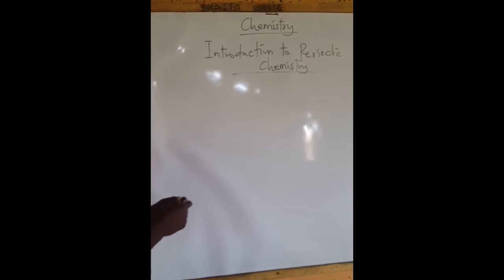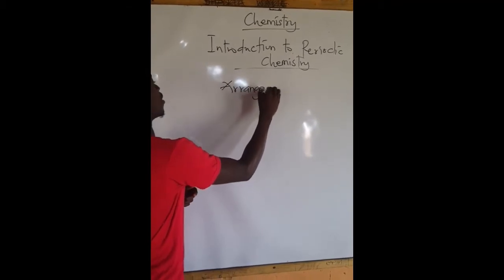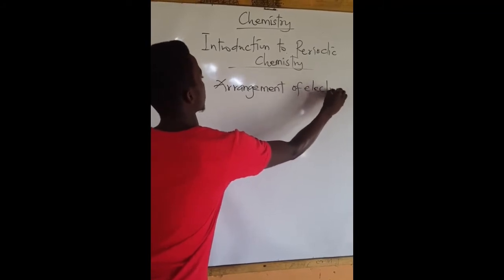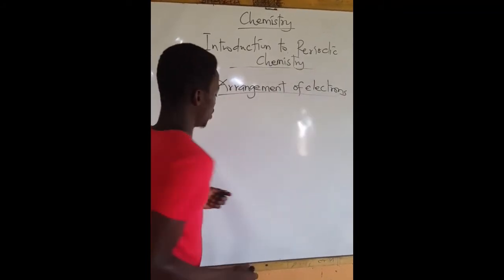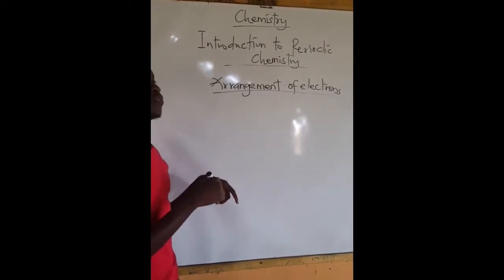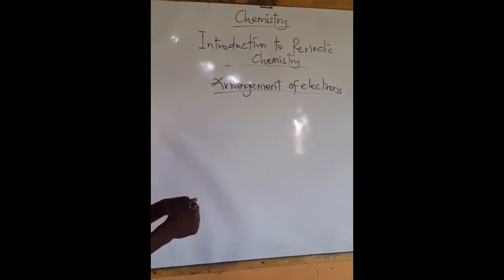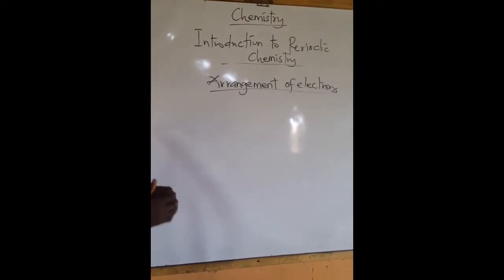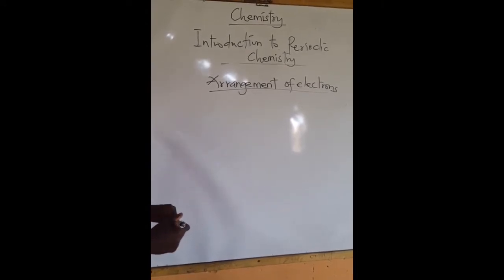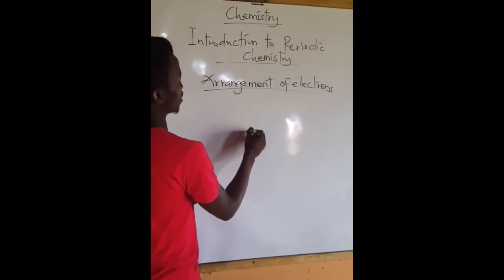Okay, so now let's move on to our next subtopic, which is arrangement of electrons. Okay, so we know the structure of an atom. An atom has what? A nucleus. Then inside the nucleus we have what? Protons and what? Neutrons. Then on the shells we have what? Electrons. Okay, so the orbits or shells of atoms are spheres set around what? The nucleus, on which what? Electrons move.